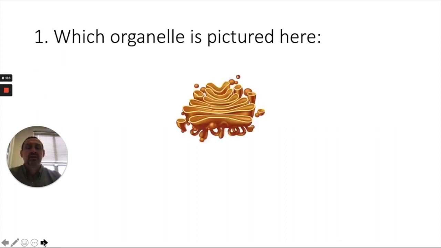This organelle is a Golgi apparatus. You know that because of the folded membranes that are stacked on top of each other. The Golgi apparatus helps to modify and package proteins that are going to be exported from the cell. They're packaged into what are called vesicles.